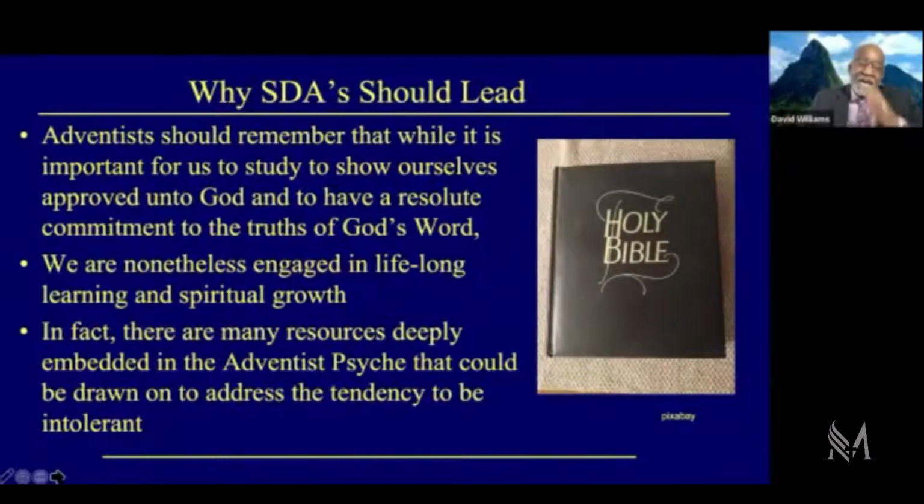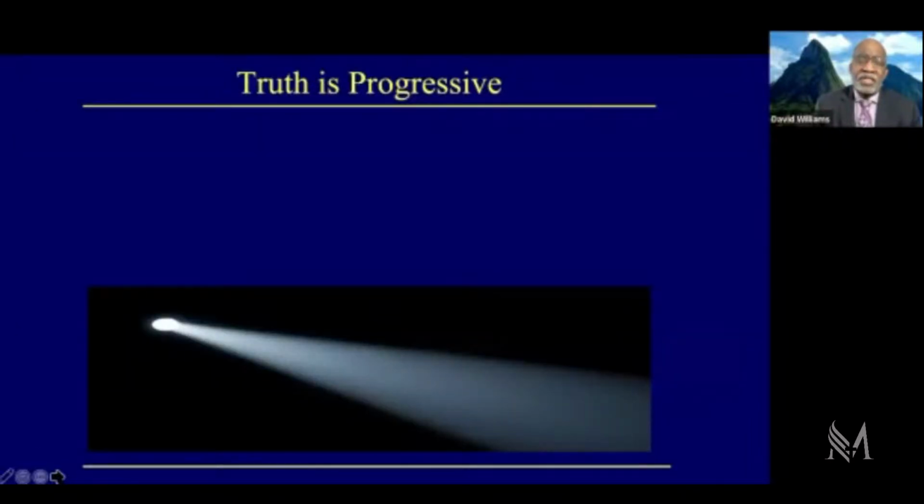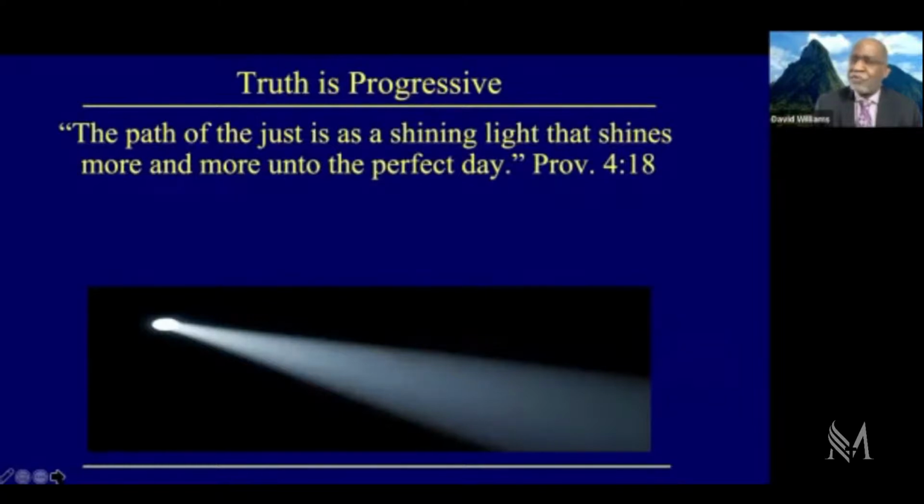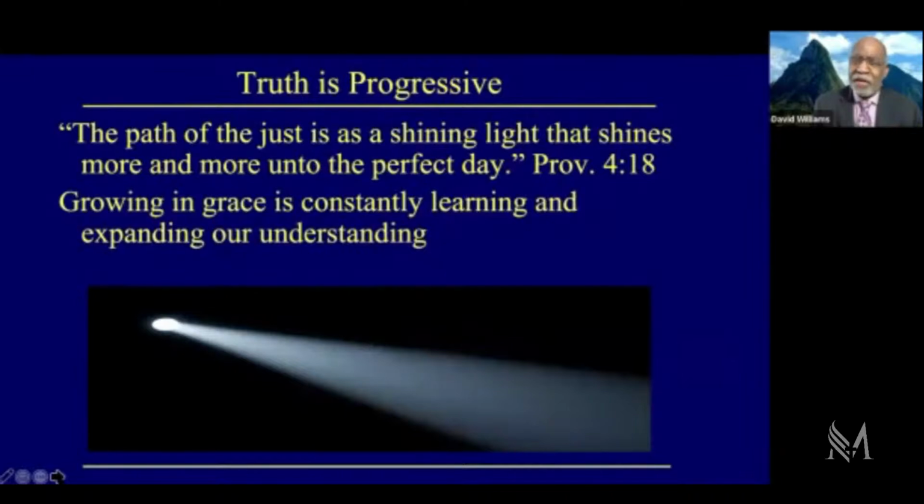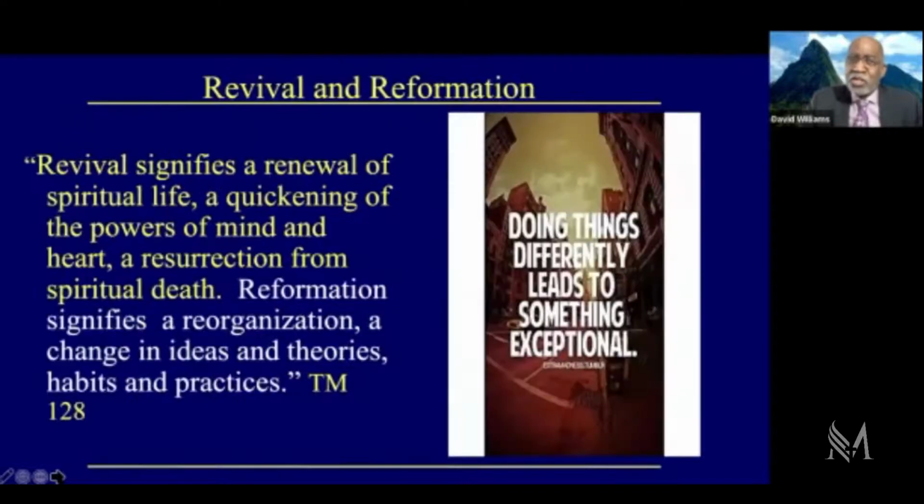In fact, there are many resources deeply embedded in the Adventist psyche that could be drawn on to address the tendency to be intolerant. The first, we believe that truth is progressive. The path of the just is as a shining light that shines more and more unto the perfect day. We may have a statement of doctrine that does not contain error, but we don't have all the truth. God constantly is revealing more truth to us. Growing in grace, constantly learning and expanding our understanding is what the Christian journey is like.